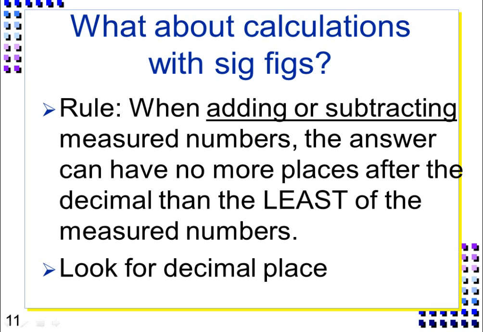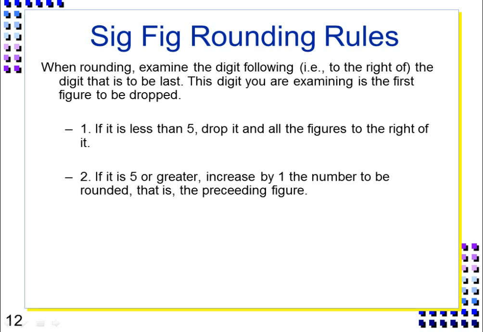Let's move into talking about calculations with sig figs. There is one rule when you are adding and subtracting. There is a different rule when you are multiplying and dividing. The rule for adding and subtracting says that your final answer can have no more places after the decimal than the least of the measured numbers. So what we're trying to say is you will round off your answer from adding and subtracting to the least accurate decimal place. In terms of rounding, you will follow the same rules that you would typically use in a math class.